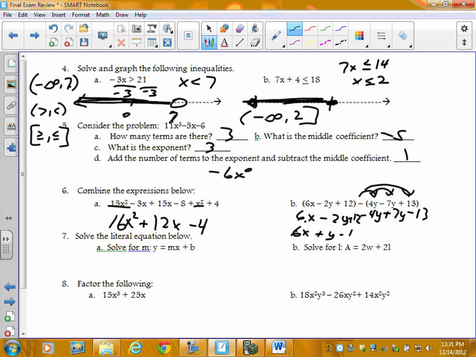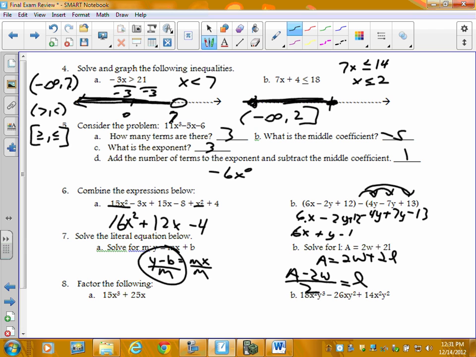Solve for m. Again, guys, all this means is you got to move stuff away from m. The way you move it away is you just do the opposite. So when I divide by m, there's my answer. Solve for L. A equals 2w plus 2l. So they got to move this over. A minus 2w. Divide by 2. You got to look at it real close because sometimes they'll change that to 1/2 A minus W. Half of the area minus the width is the length.